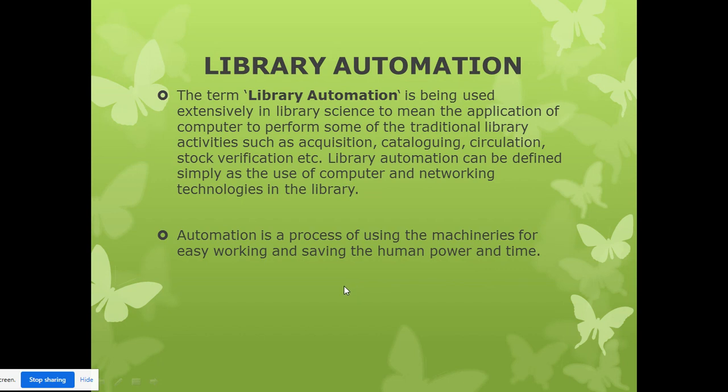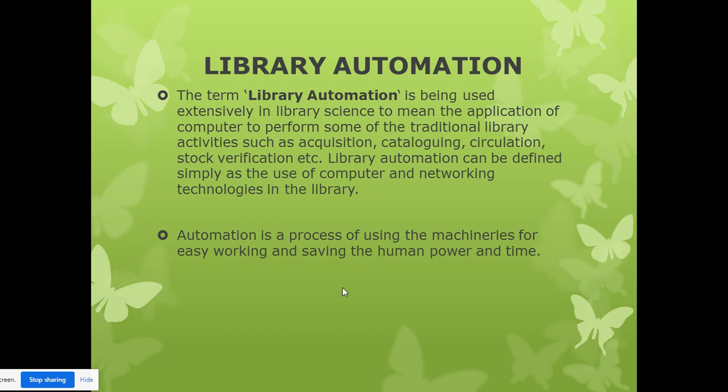Power and time means it reduces the work. Automation reduces the work, it reduces the time, it reduces the human power which is included in the hard working of a manual library. Okay, so automation is a process in which machines are used for what? For easy working and saving human power and time. It is very simply written, what is library automation.